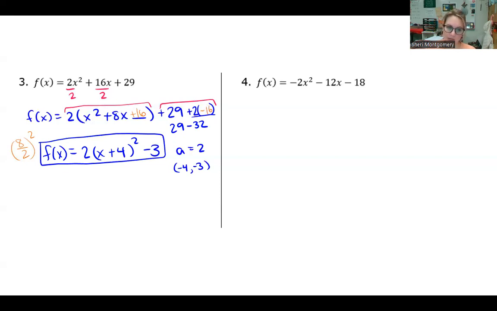Question 4, we're going to set it up the same, but this one has something in front of the x squared term. So we need to factor out that A value. And again, we're only going to factor it out of the first 2 terms, only the x values. And this time it's negative 2 that I'm pulling out.